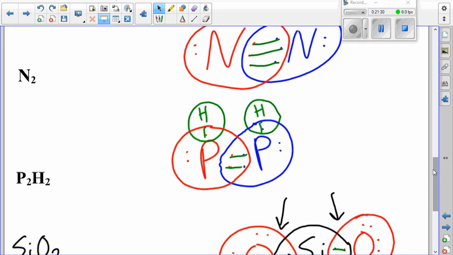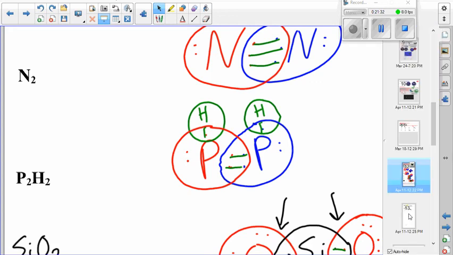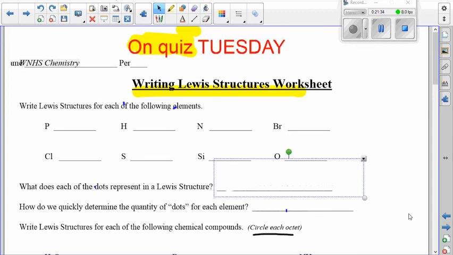Okay, so here's the deal. We're now on to this worksheet right here, okay? You will have a quiz over this on Tuesday. That will include what we learned today and some of the same compounds we're going to build with model kits on Monday. And that's what your quiz is going to cover on Tuesday, okay?